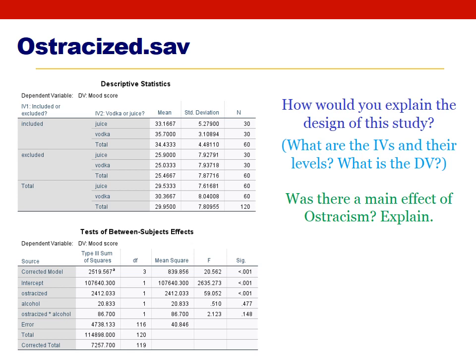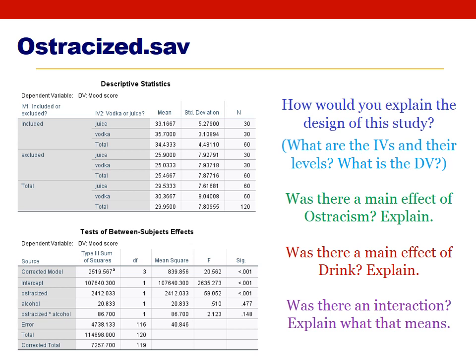Then I want you to go through this output, and I want you to tell me whether or not there was a main effect of ostracism, and if so, what that means. Was there a main effect of drink? Explain what that means. And finally, tell me whether there was an interaction between alcohol and ostracism on people's mood.